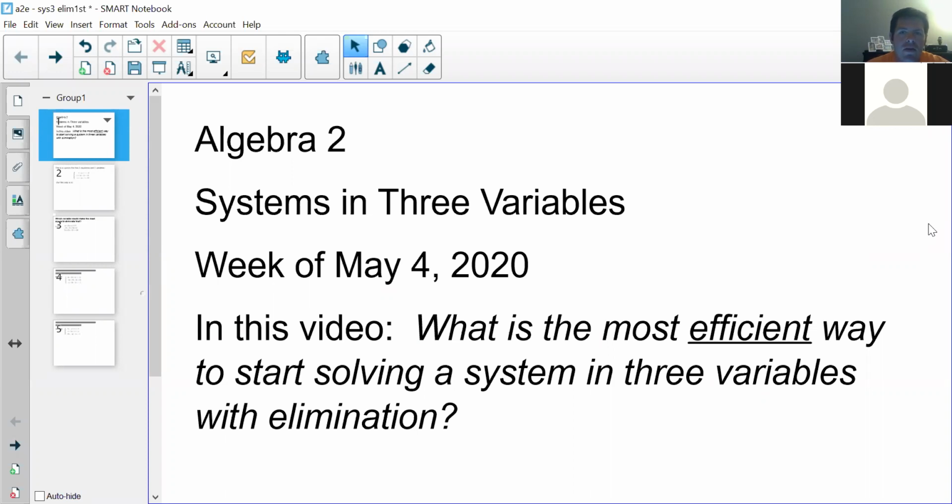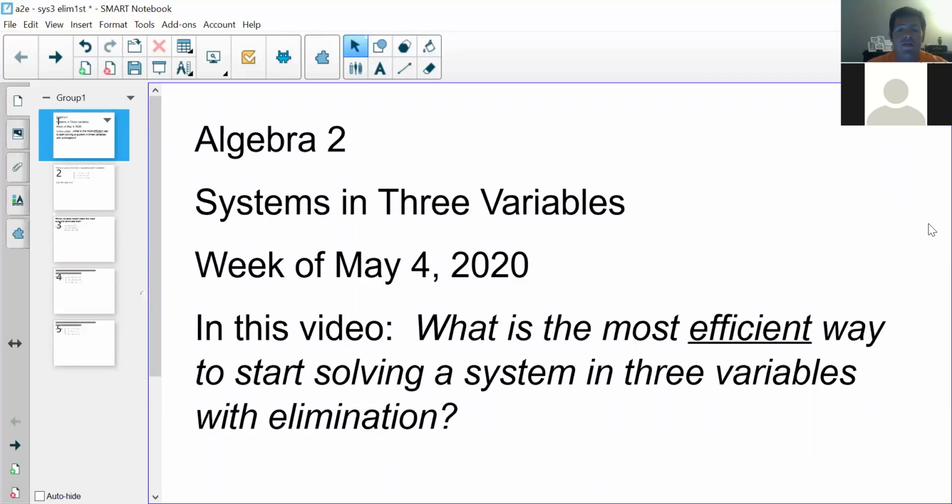And we are going to be talking about systems in three variables. So hopefully you already watched the video with the visual representation of that. I think the video went pretty well with that. And what we're doing here is we're moving from last week's review of Algebra 1 and systems of equations to this week, where you're going to see our systems have not only three equations, but three variables in each of those, well, most of those equations.